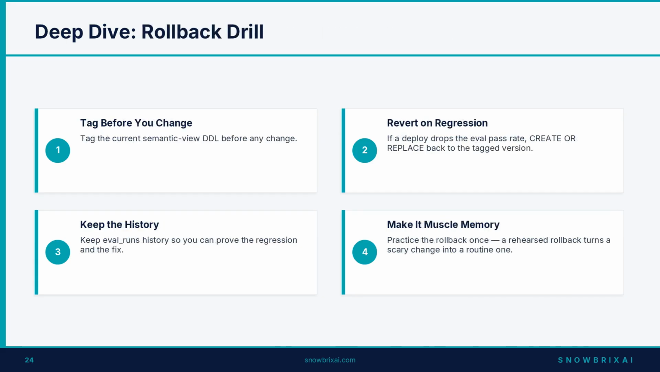Last one, the rollback drill. Tag the current semantic view DDL before any change. Then if a deploy drops the eval pass rate, you create or replace back to the tagged version and keep the eval run history so you can prove both the regression and the fix. Practice the rollback once, because a rehearsed rollback turns a scary change into a routine one. That is muscle memory under pressure.